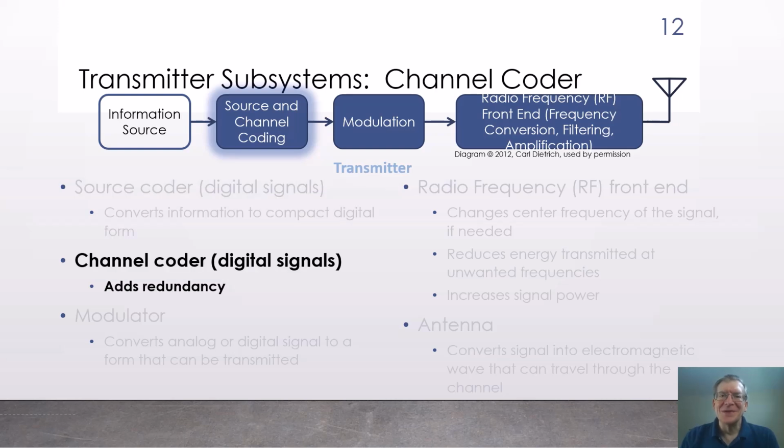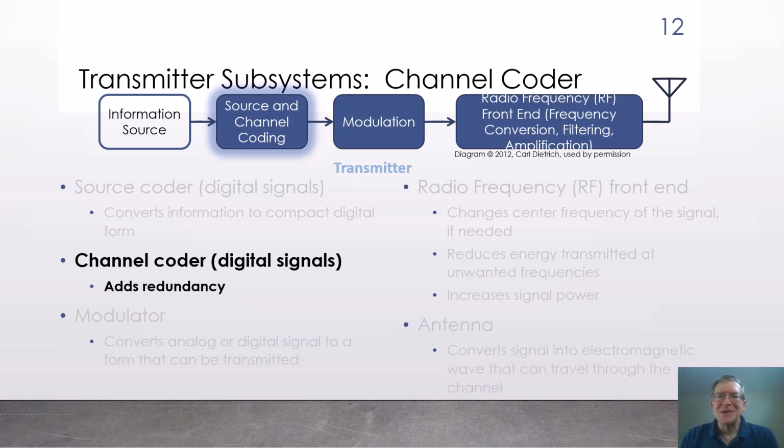Also, for digital signals, a second type of coding called channel coding adds redundancy to the signal. Why would we add redundancy if we just removed it? In this case, we are adding extra bits in a strategic way that makes it possible for the receiver to recover the original bits sent by the transmitter, even if some of the bits are changed by the channel.